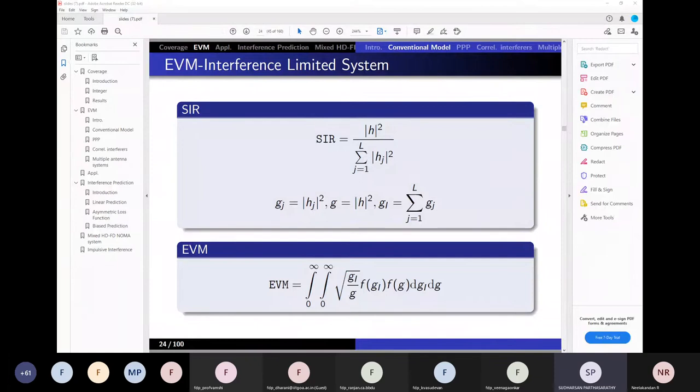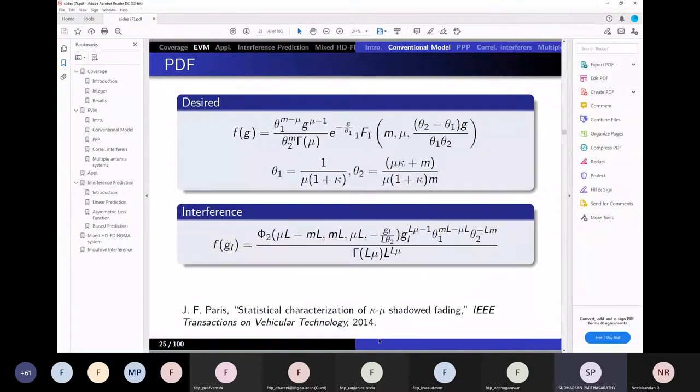So you can write your EVM as the expectation of the square root of 1 by SIR, which is basically the expectation of the square root of interference power by signal power. The total interference power is GI, and the signal power is G. Next slide, slide number 25.